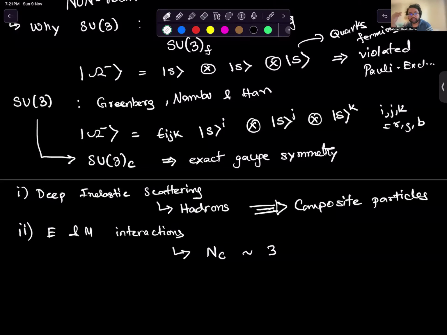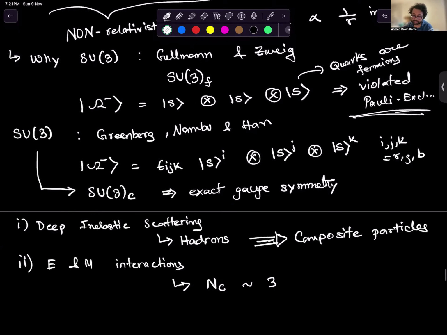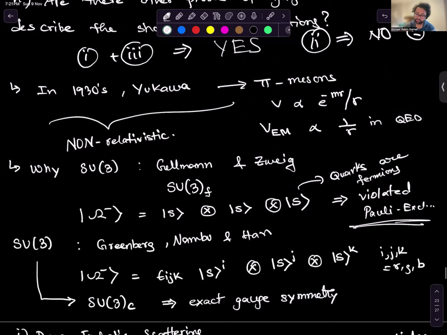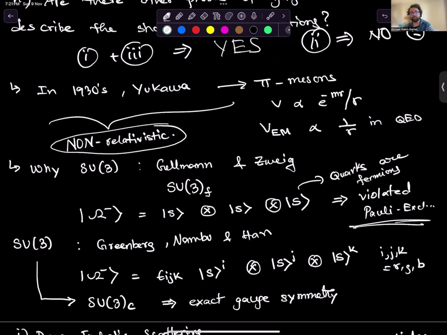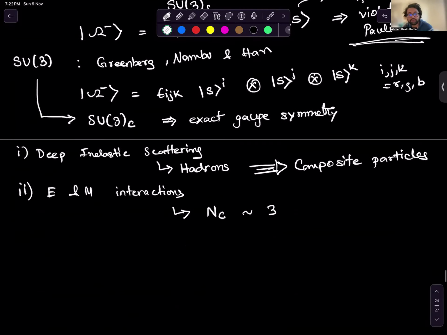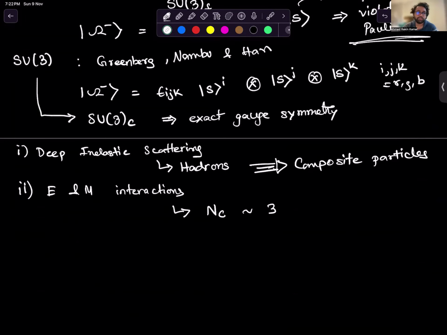So this needs to be studied, as this seems to be implied from experiments and of course from theoretical consistency, and the motivation of describing a relativistic quantum field theory gave the motivation that the SU3 gauge group needs to be studied, as it really might describe, or it really does describe actually, the strong interactions.